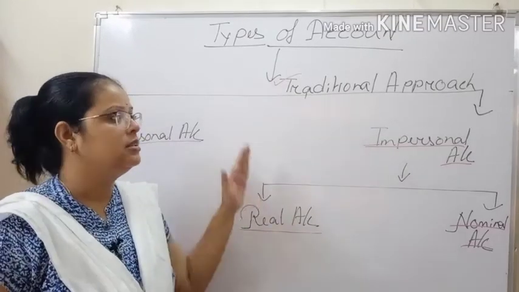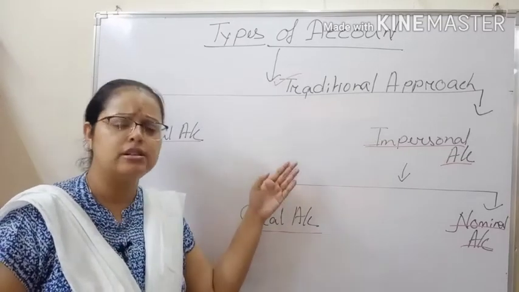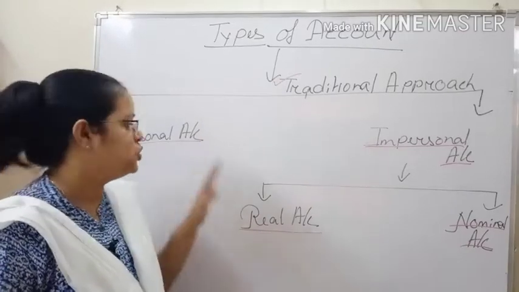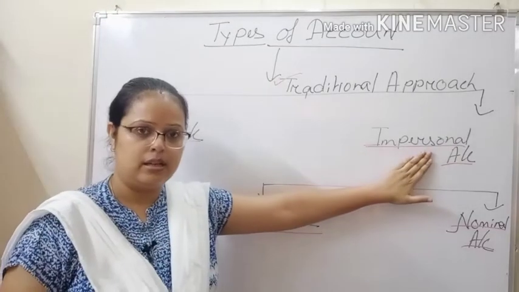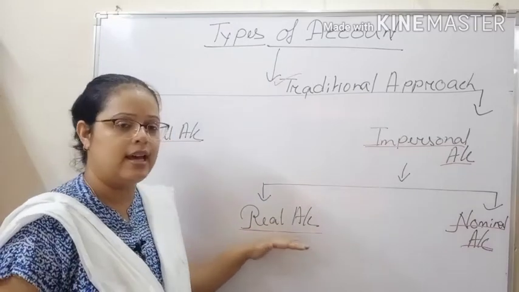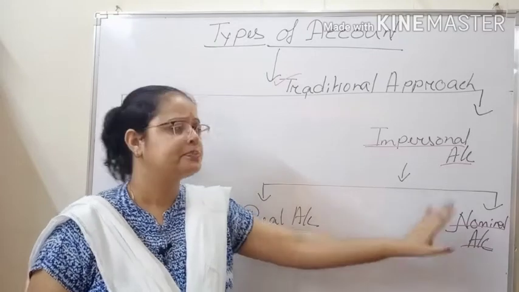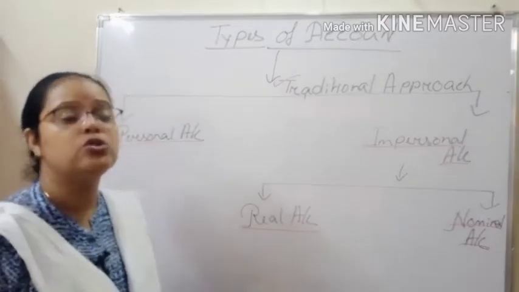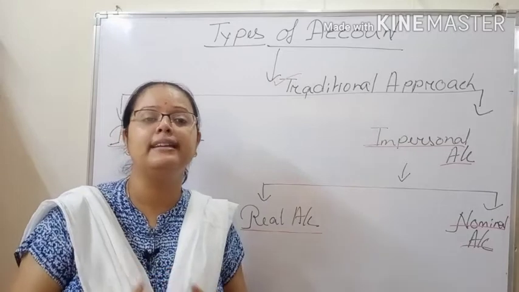In Indian accountancy, which approach do we use? We use the traditional approach. So in the traditional approach, accounts are classified into two parts. One is personal account, another one is impersonal account. Again, these impersonal accounts are classified as real account and nominal account. Clear? Buzi pala? Now what is personal account? This account includes all accounts related to persons which are known by their name.